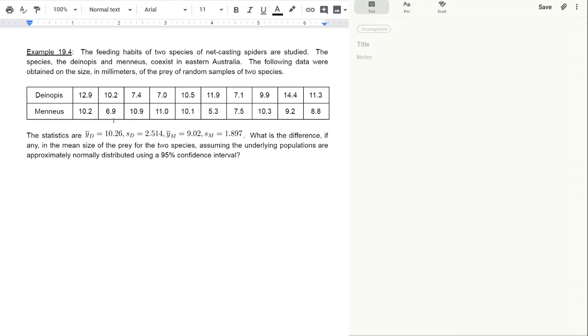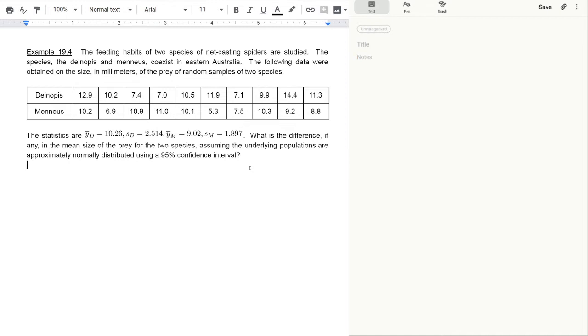We have the average size for Dinopus, which is 10.26 millimeters, with a standard deviation of 2.514. And for Menaeus, we have an average of 9.02 with a standard deviation of 1.897. So what is the difference, if any, in the mean size of the prey for the two species, assuming the underlying populations are approximately normally distributed, using a 95% confidence interval?